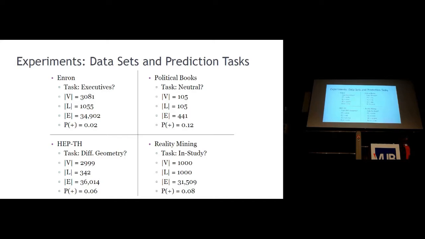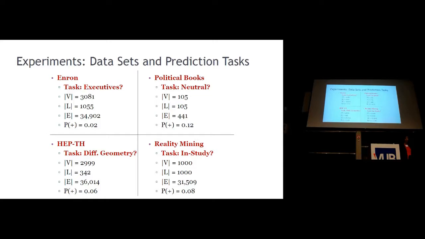There are other ones that we also looked at. So Enron is the Enron emails in the US. There was this huge fraud case. Enron, an energy company. The task was to predict whether an email account belonged to an executive or not. The political books, there's a political books co-purchasing network, and the states are whether the book is neutral or not. Not neutral meaning either conservative or liberal.